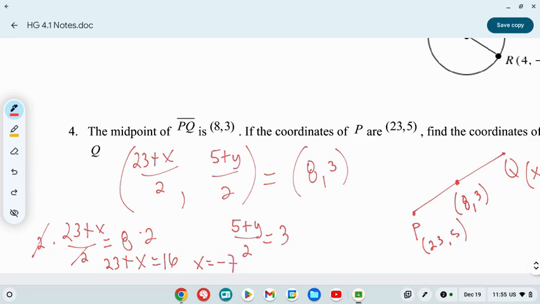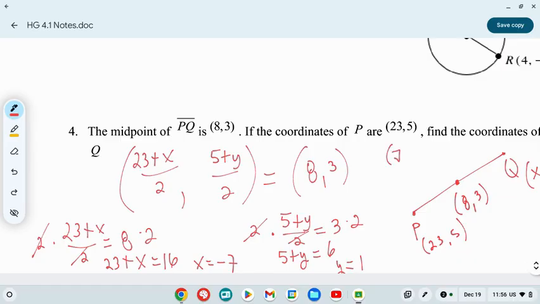Same thing with the y's, and I'm actually going to erase this and move it over because I'm kind of running out of space here. But 5 again plus y divided by 2 has to equal the y coordinate, which is 3. Then I'm going to multiply both sides by 2. So I get 5 plus y is equal to 6. And then when you subtract 5, you get y is equal to positive 1. So from there, the coordinates of point Q would be located at negative 7, 1. And that would be your final answer.